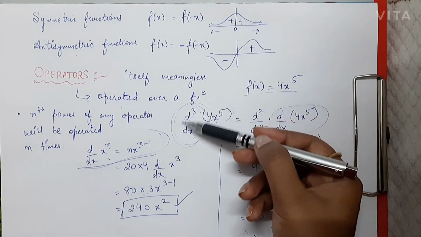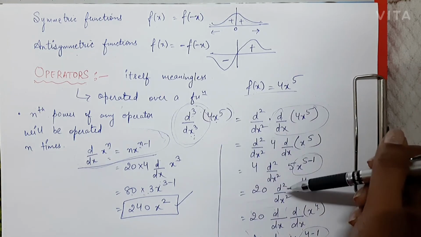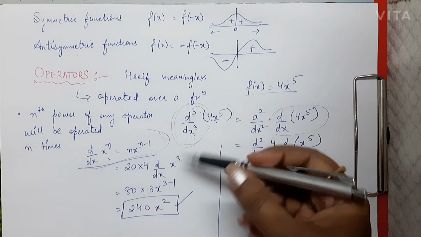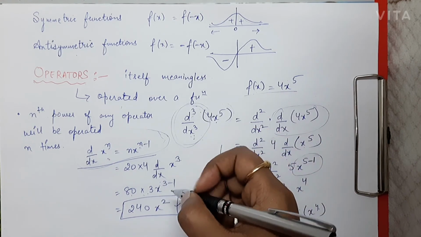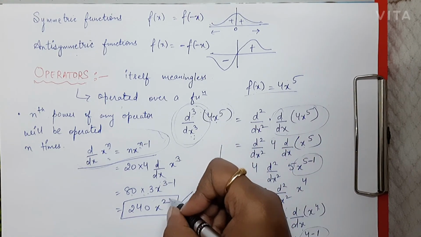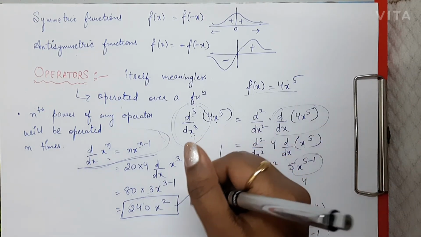So here the operator was differentiation 1 and the power was 3. So we differentiated the given function 3 times and we got this result. Had it been the power 4, we also needed to differentiate this function once more, right?